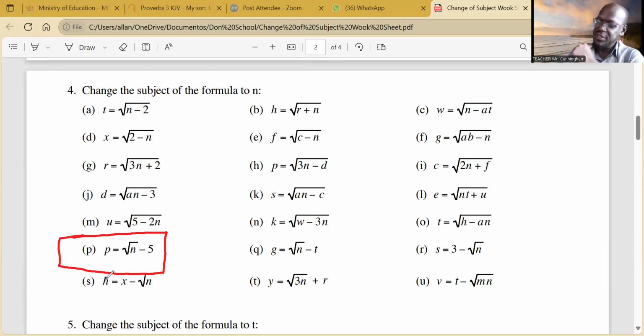Now, watch carefully. P is equal to the square root of n minus 5. Watch it carefully. It's not everything square root this time. Don't go and tie up yourself. Take your time. It's the square root of n minus 5. It's not n minus the square root of n minus 5. It's the square root of n alone.